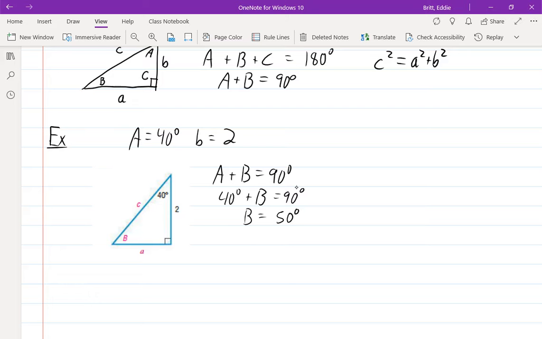Alright, now we need to solve for side A and side C. So what we're going to do is I would use the given angle measure just in case you mess up on finding angle B for some reason. Maybe I subtracted wrong or something. So I'm going to use this given angle measure.